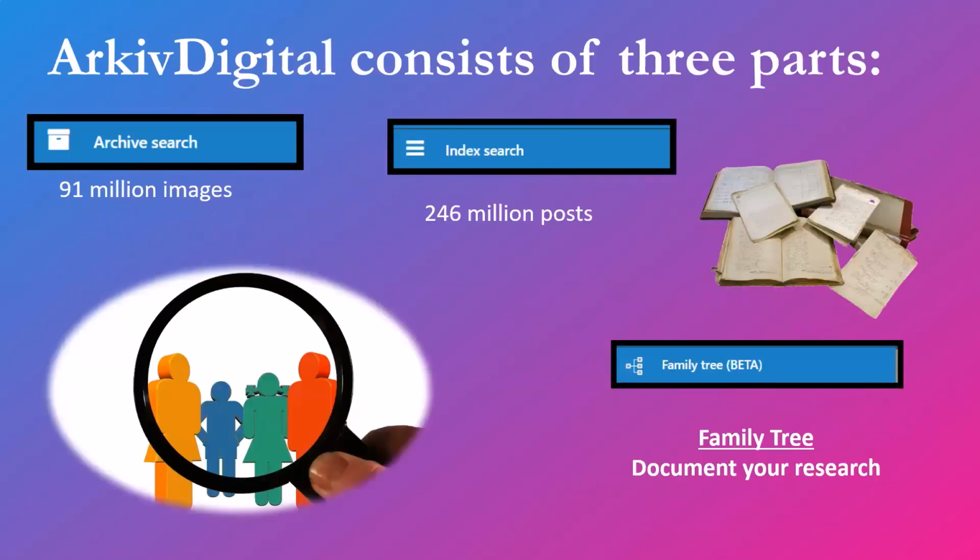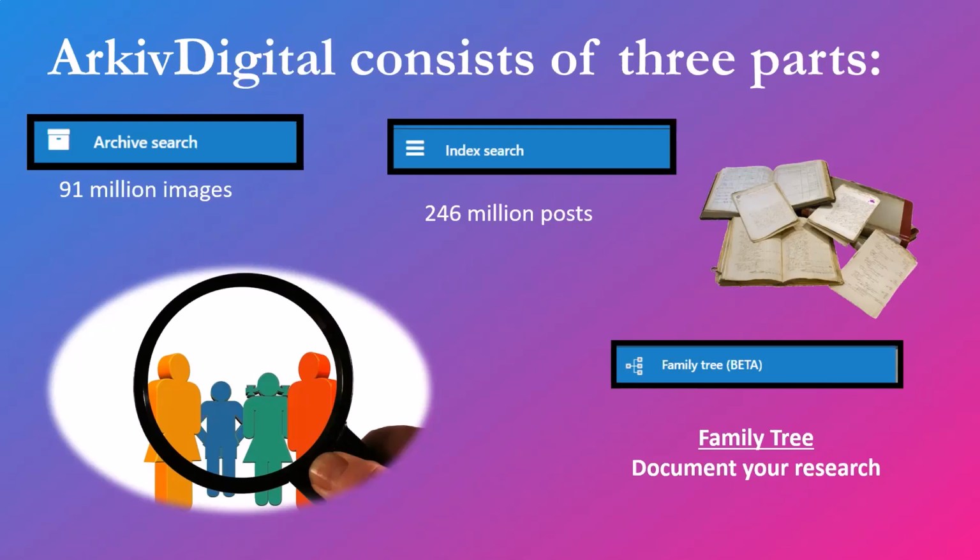ArkivDigital consists of three parts. We have the archive search. That's where you're going to find many of our archives, such as the Swedish church books, tax records, court records, state inventories, passenger ship manifest, and many other types of records. Today, we have nearly 91 million newly photographed colored images, or about 182 million pages of Swedish historical records. Now, we're really working on making Swedish research much easier and much faster.